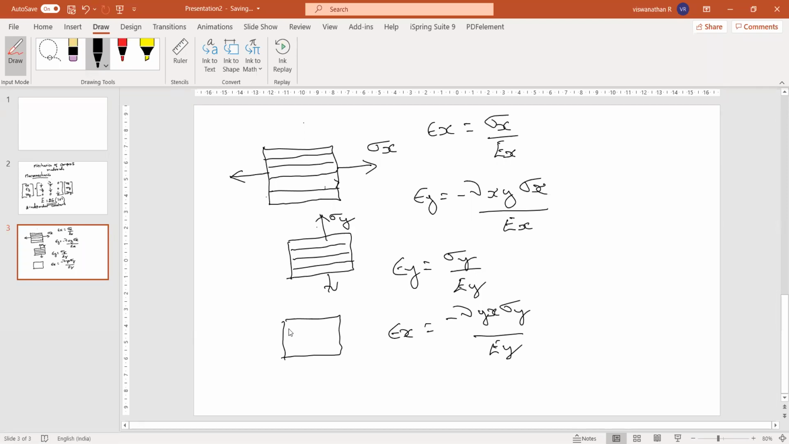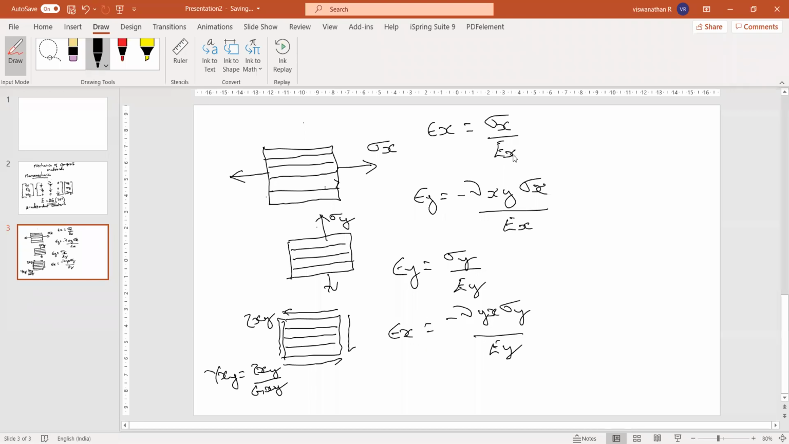You have the fibers in this direction. Okay. You have only the shear acting. So this will be tau xy. Okay. So gamma xy is equal to tau xy by Gxy. Okay. See the difference in the way I'm writing for an isotropic material and for a UD composite lamina.